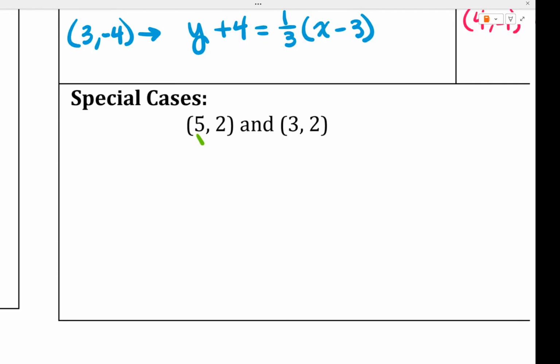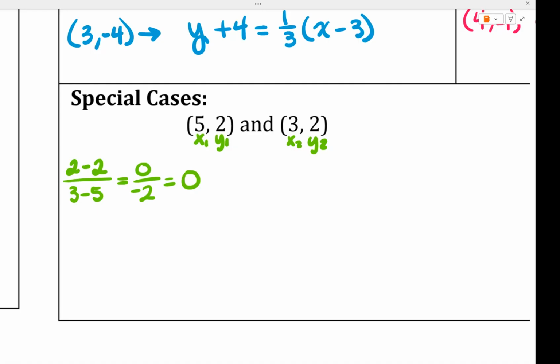So we have x1, y1, x2, y2. Put those into the slope formula. We have 2 minus 2 over 3 minus 5. 2 minus 2 is 0. 3 minus 5 is negative 2. 0 over negative 2 is just 0. So this has a slope of 0.